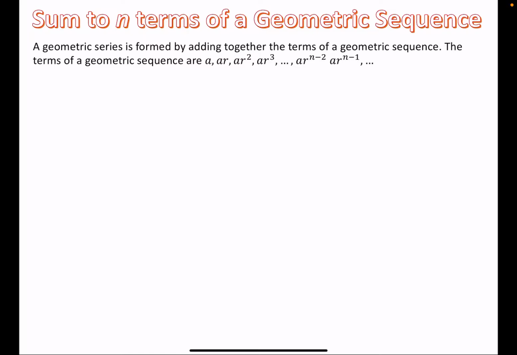Okay, so obviously in maths, our favorite thing to do is to add lots of things together. So along with finding the sum to n terms of an arithmetic sequence, we're going to find the sum to n terms of a geometric sequence. It's a bit of a strange, convoluted method of doing this, similar to the arithmetic one, but it gives us a really nice formula.